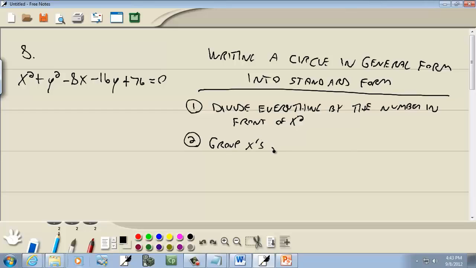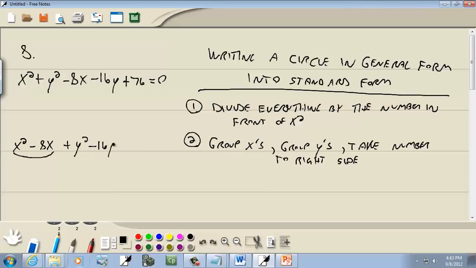Group the x's, group the y's, take the number to the right side. Okay, so what do I mean by that? Group the x's. I'll put the x squared minus 8x next to each other. I'll put a line underneath them like that. I'll put the y squared next to the negative 16y, line underneath them like that. And when I say take the number to the right side, I'm talking about the constant term. So I'll take 76 over, it becomes a negative 76.